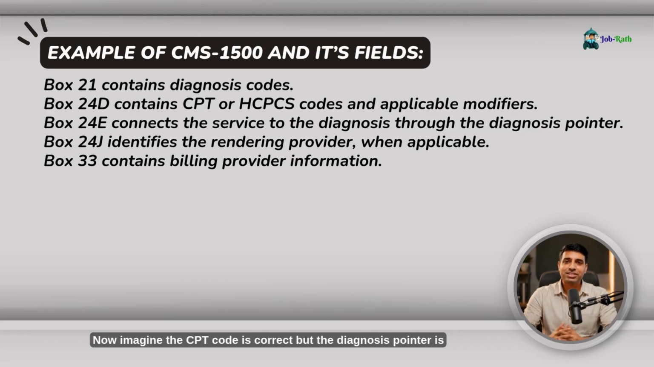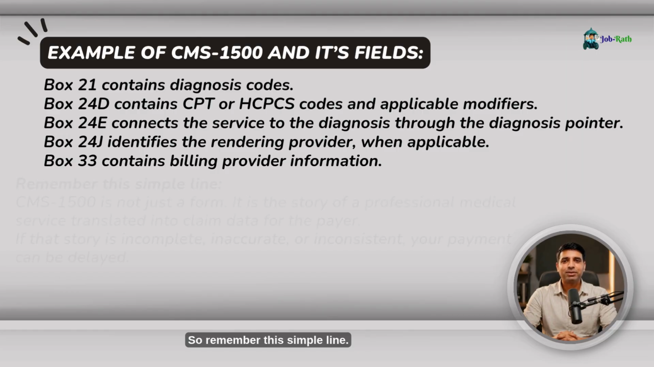Now imagine the CPT code is correct, but the diagnosis pointer is incorrect, or the rendering provider NPI is missing or invalid. The service may have actually been performed correctly, but the claim can still be rejected or denied because the billing information is incomplete or incorrect. That is why in real medical billing, we don't just ask, was the service provided? We also ask, was the claim billed correctly?